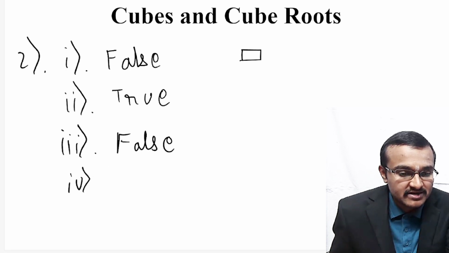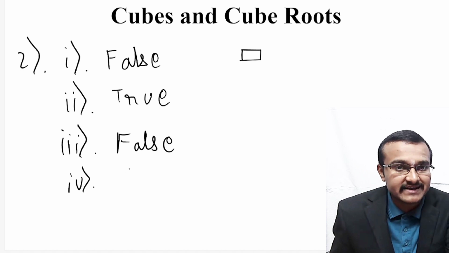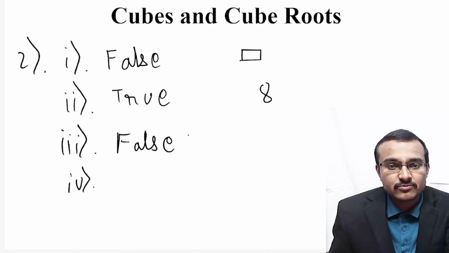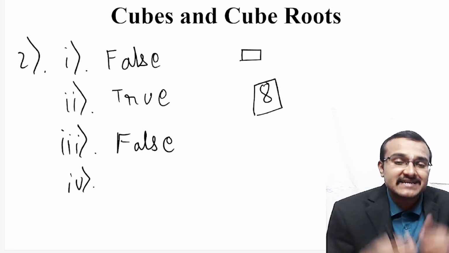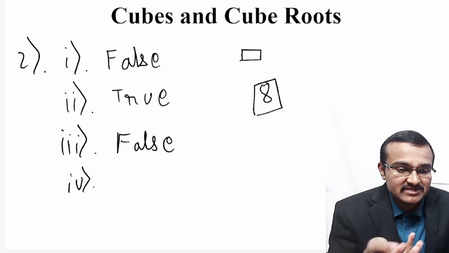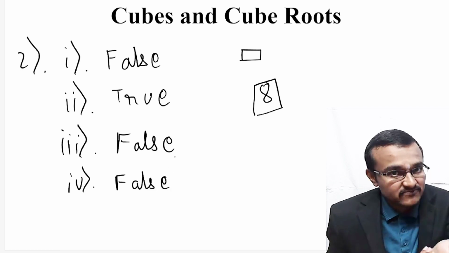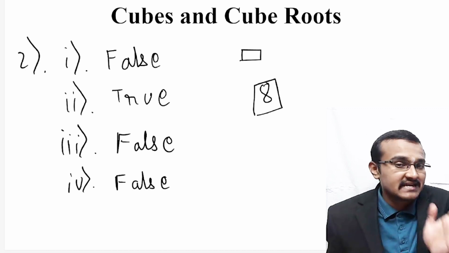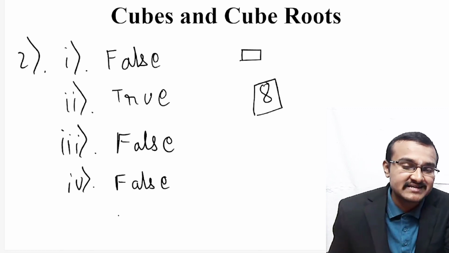Coming to the fourth question, here they have given: there is no perfect cube which ends with 8. No, 8 itself is a perfect cube. So this perfect cube is ending with 8, because 8 itself is a perfect cube. That means perfect cubes can end with 8 as well. So the answer for the fourth question is false.